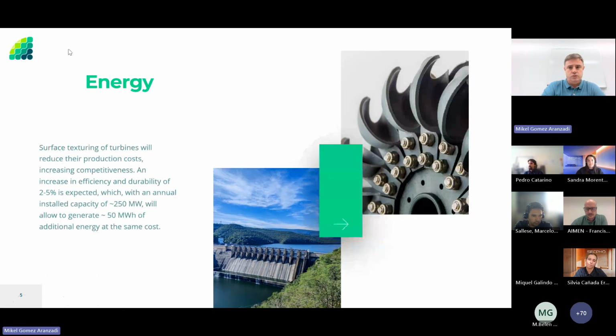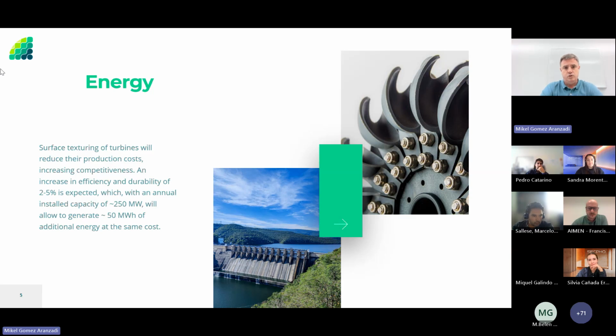So in what sectors have we focused? Mainly in two. The first one is the hydro turbines, because according to previous results with riblets, we expect an increase in efficiency between 2 and 5%. This means that having an installed capability of 200 megawatts in this case of Global Hydro, we could generate 50 megawatts hour at no additional cost.